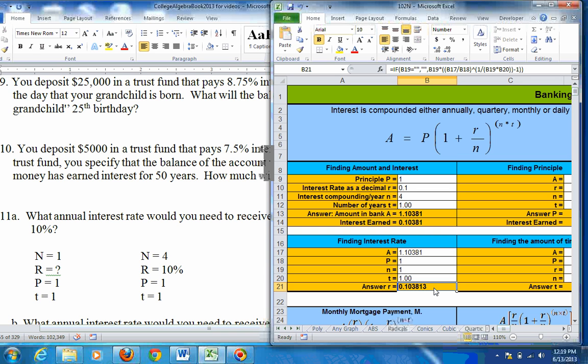So this means that a quarterly interest rate of 10% is equal to an annual interest rate of 10.38%. And we'll go on to do problem B.